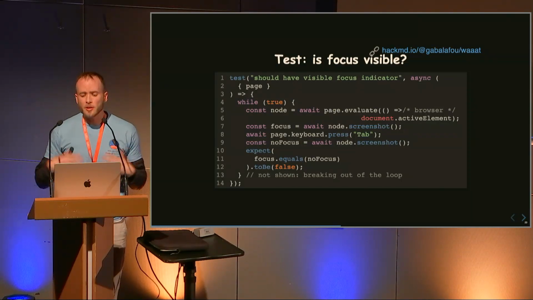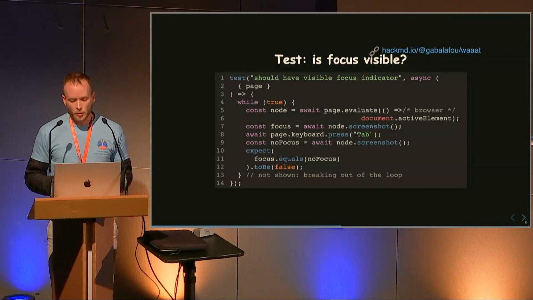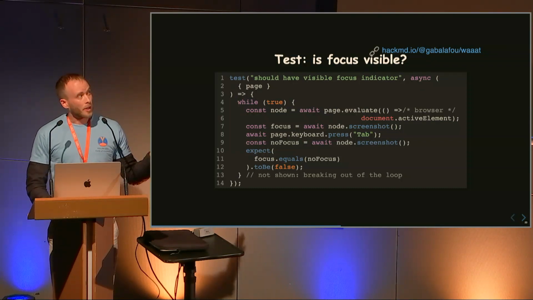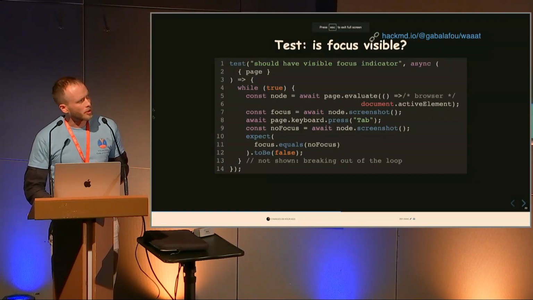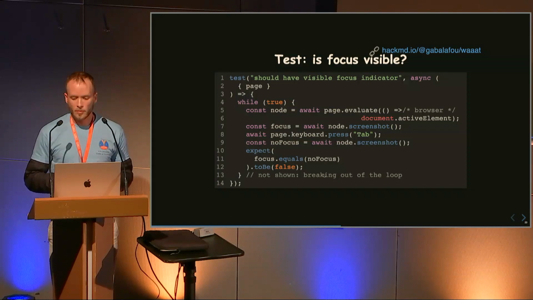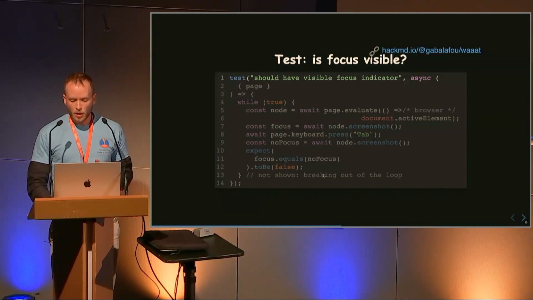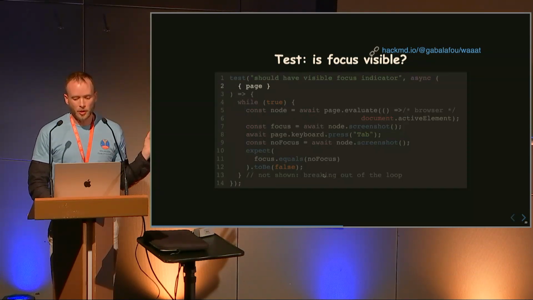And here's an example of a test script. Don't worry, I'm going to explain this code. This is basically the code version of the manual test script that I described earlier. Let's break it down. On the first line, we call a function called test. We pass it the name of the test as the first argument, should have visible focus indicator. And we pass the test function as the second argument.